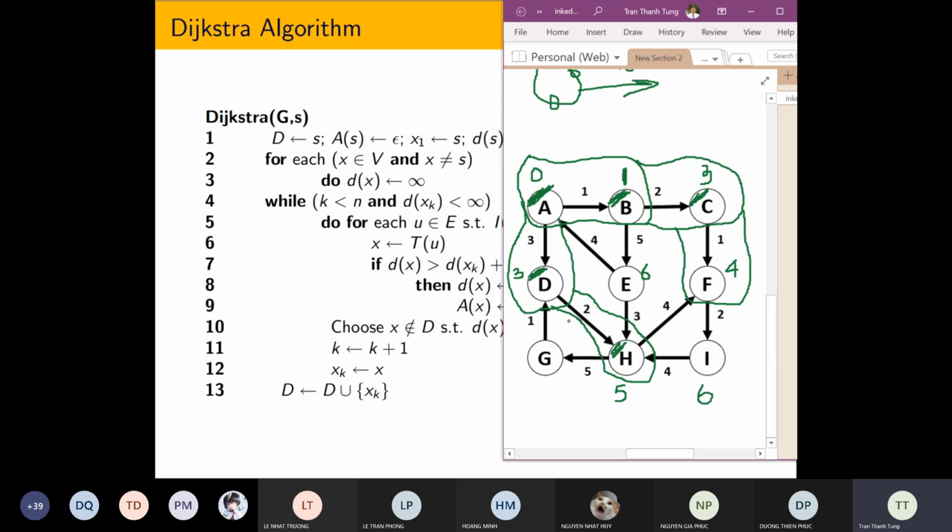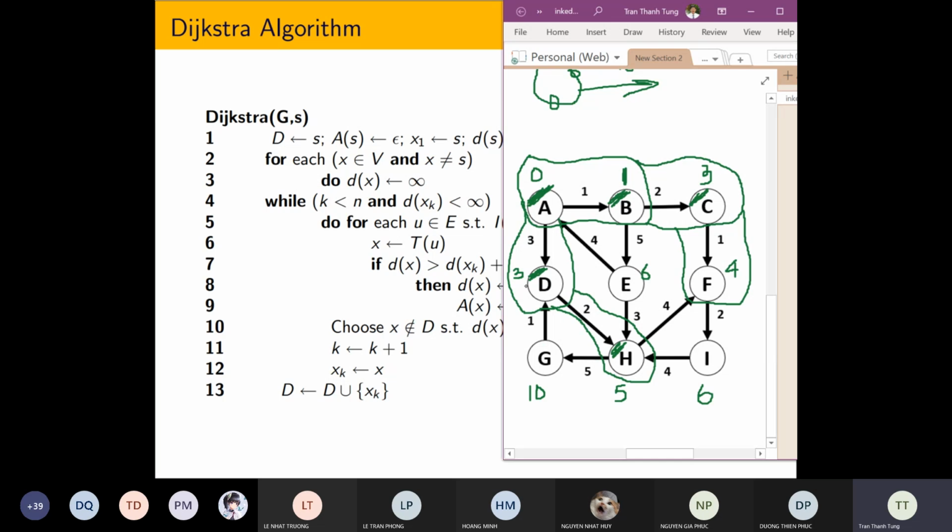So the distance, if we go this way, here we have 5 plus 4 is 9, and it is bigger than the current value of F. Oh, sorry, but F is outside. We will not care about that one. This one, we take it already, so we don't care. So from H, we go to G. G, we have 5 plus 5, 10, which is smaller than infinity. So we have 10. Okay.